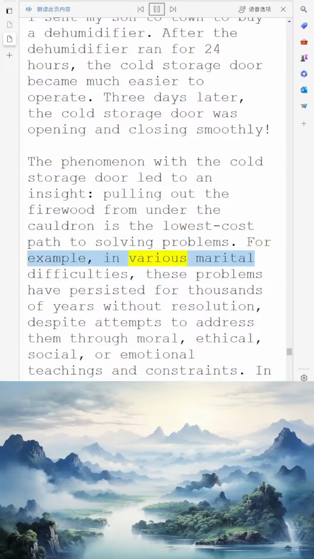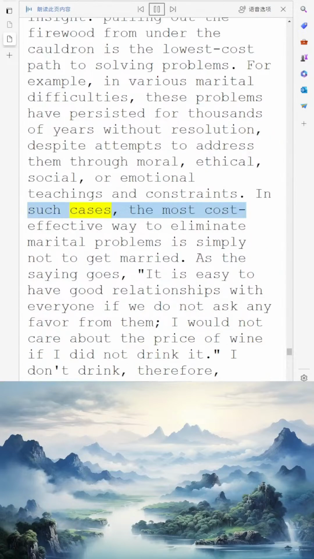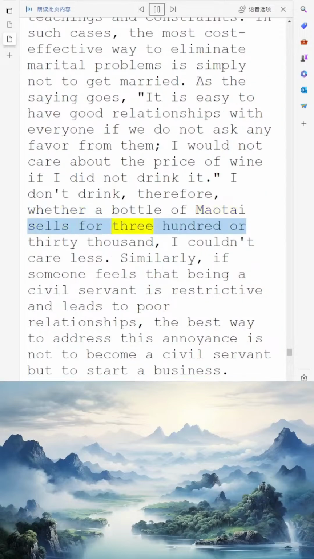For example, in various marital difficulties, these problems have persisted for thousands of years without resolution, despite attempts to address them through moral, ethical, social, or emotional teachings and constraints. In such cases, the most cost-effective way to eliminate marital problems is simply not to get married. As the saying goes, it is easy to have good relationships with everyone if we do not ask any favor from them. I would not care about the price of wine if I did not drink it. I don't drink, therefore, whether a bottle of Maotai sells for 300 or 30,000, I couldn't care less.